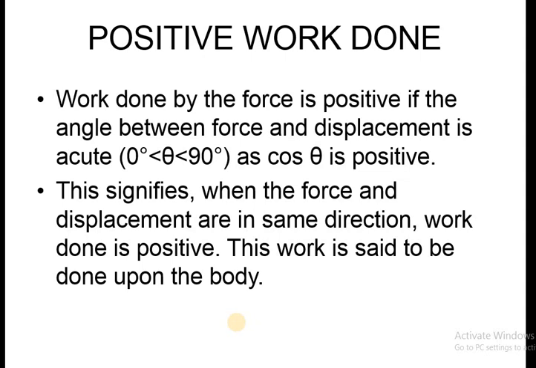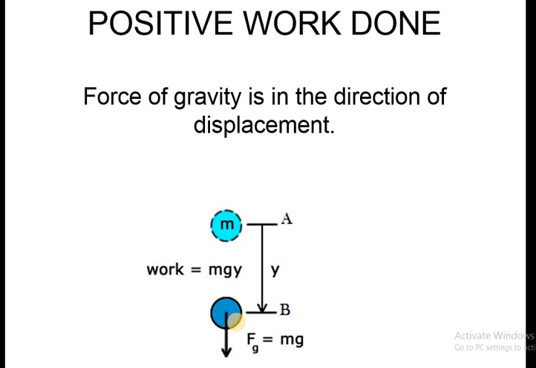Clear? Now let's take one example of positive work done. In a free fall, suppose a body of mass m falls under gravity from height y, from A to B. So the force of gravity F, which equals mg, is in the direction of displacement. The work done by the force of gravity we know already, W equals F d. Here d is how much? y, so it becomes mgy. The work done by the force of gravity is equal to mgy.